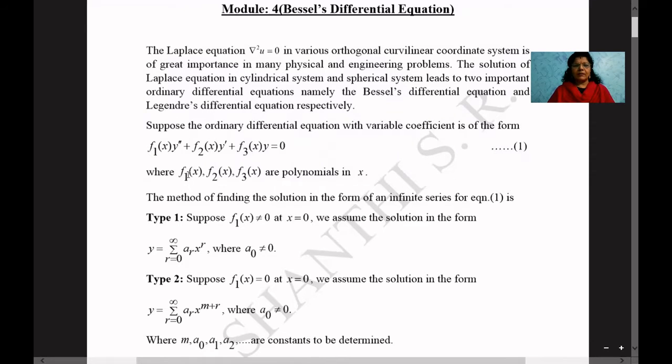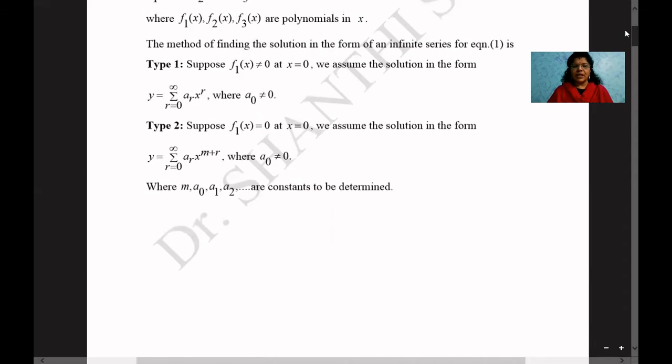This is the basic idea about the Bessel differential equation and how to choose the solution in case of the Bessel differential equation and Legendre differential equation. Now we'll move on to the series solutions of the Bessel differential equation.